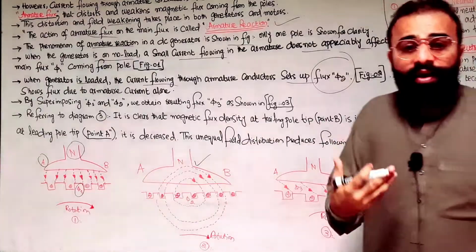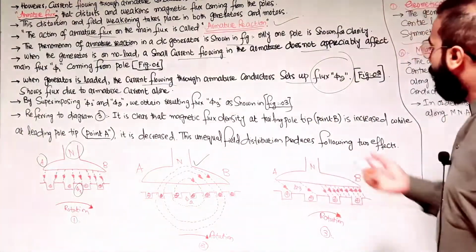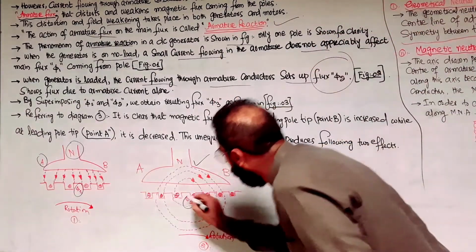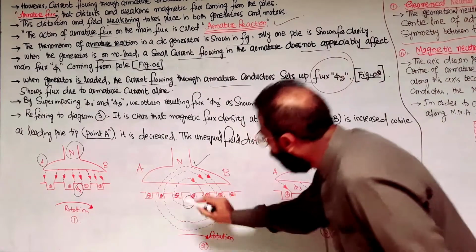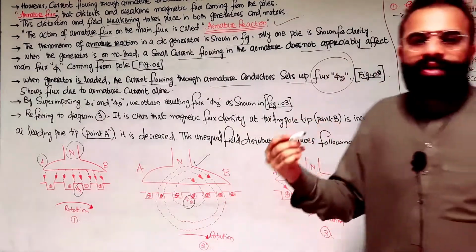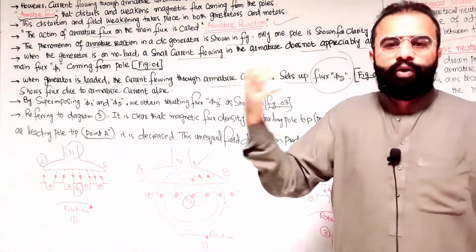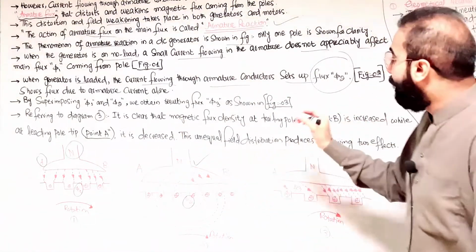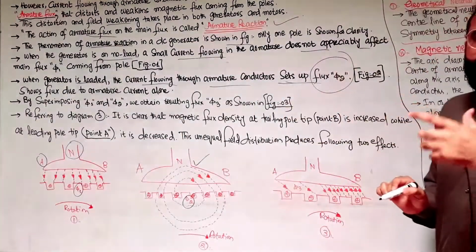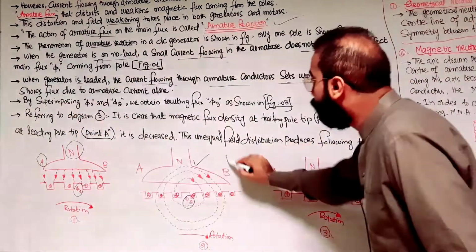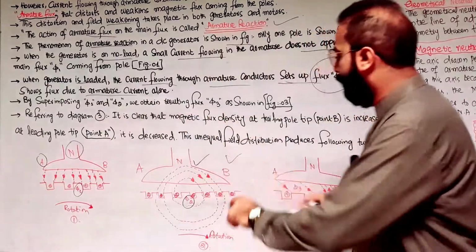When the generator is on loaded condition, what happens? The armature conductor sets up the flux phi 2. This phi 2 flux is set up because the armature conductors carry the current flowing through them, and that sets up the flux phi 2. So this figure shows the flux due to the armature current alone.